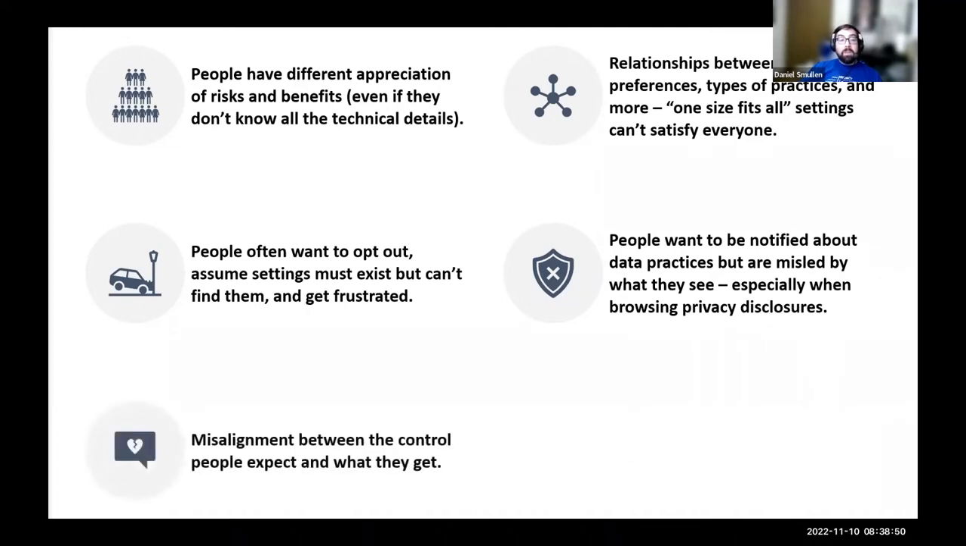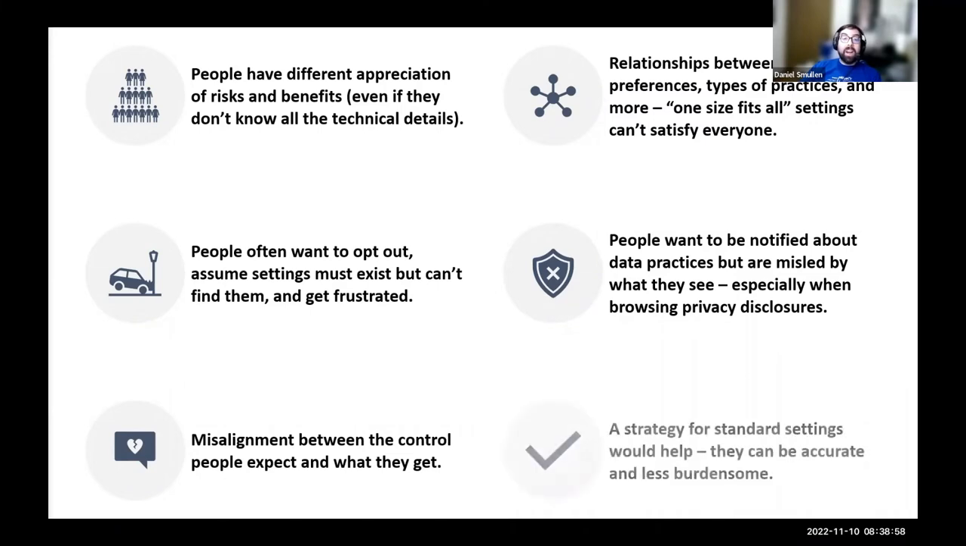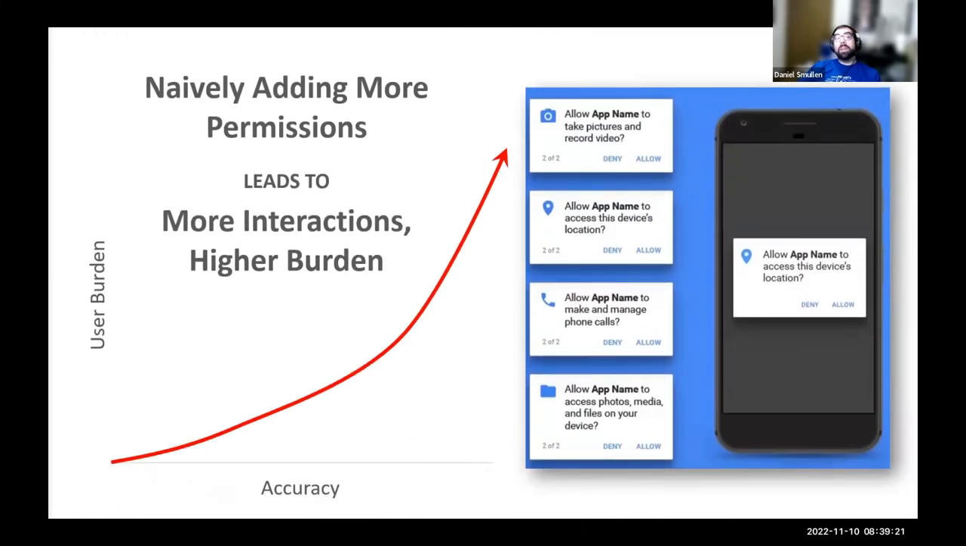What that results in is a misalignment between the control that people expect to have over what's going on and what they actually get. And again, that sucks. That leads to frustration. So one way to fix this is a strategy for standard settings. You'll note that I said that browsers have different settings. This is also true in many other contexts as well. But what we found, and what you can take away from this, is that standardized settings can be more accurate and less burdensome. And I'll give you a clear example of that in another study that I did, which was related to Android smartphone permissions. I think we're all familiar with how these work, right?